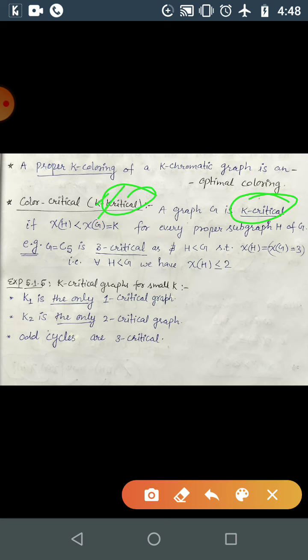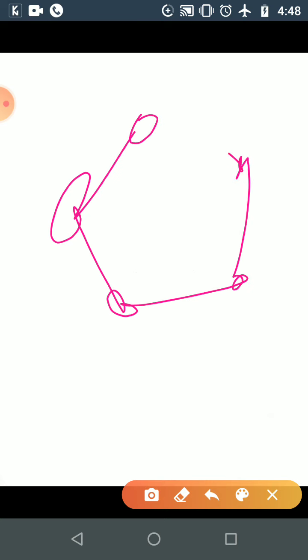Now consider some examples for this color critical. Consider K5. K5 is a 3 critical graph because, not K5, C5 you can consider first. C5 is this one. The chromatic number of this graph is 3.